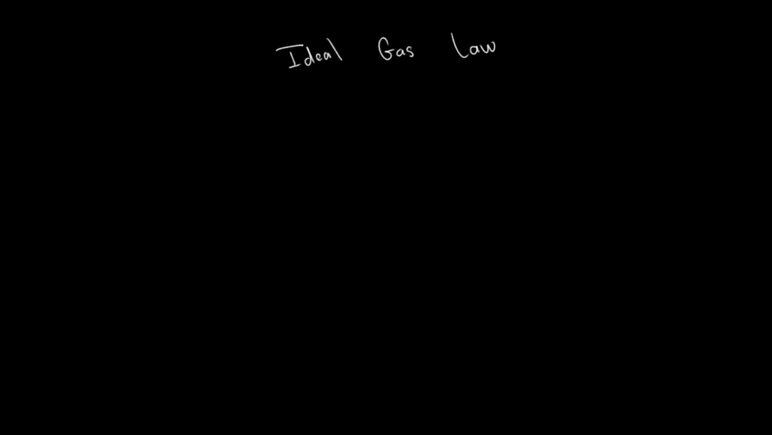Okay, so let's look at the ideal gas law. The ideal gas law is PV = nRT. So what exactly is P? Well, P is pressure. How do we measure pressure? We measure pressure in atmospheres, so it has the unit atmosphere.